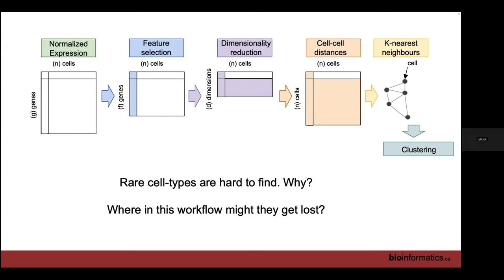Dimensionality reduction is another place you can miss them if you don't keep enough principal components. If you keep only the top principal components, you'll generally miss the small clusters as well. But because we can safely add extra principal components, you tend not to lose them, because people tend to be generous and just take too many principal components.